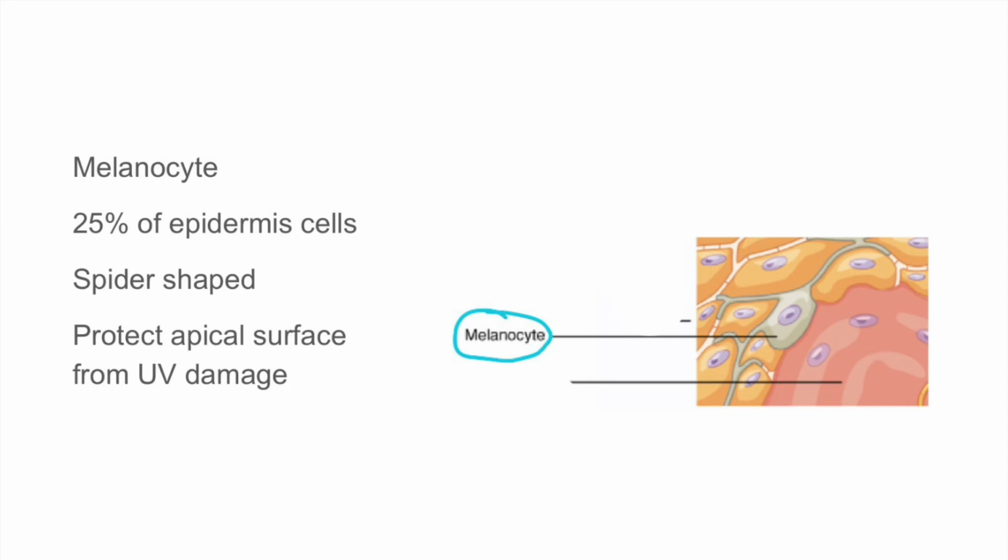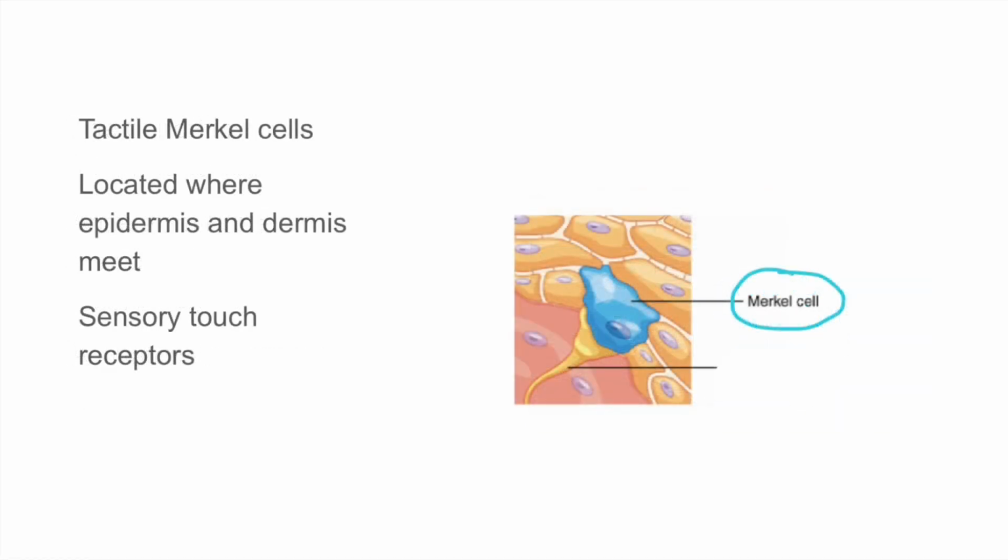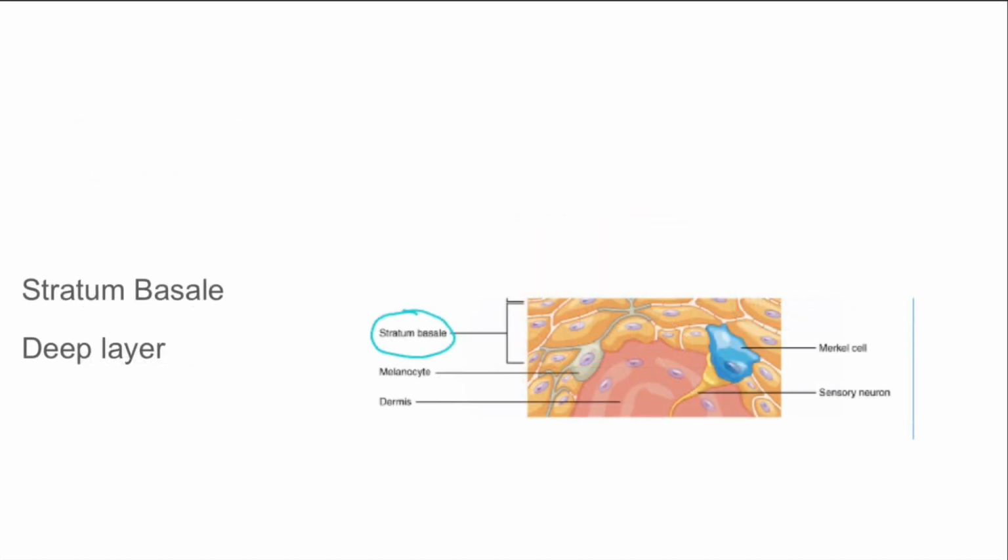The melanocytes are up to 25% of deep epidermis cells that are spider-shaped, producing pigment known as melanin, while protecting the apical surface of the keratinocyte nucleus from UV damage. The dendritic cells arise from bone marrow with macrophages that are key activators of the immune system. The tactile cells are located where the epidermis and the dermis meet. They associate with nerve endings to create the Merkel disc, and they are sensory touch receptors.